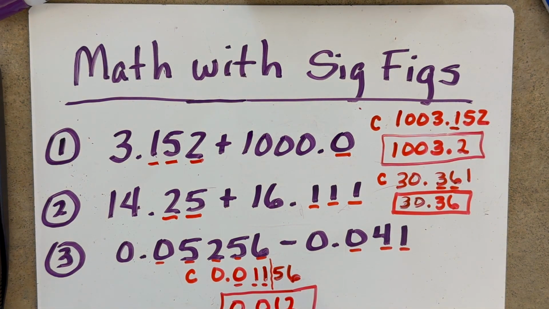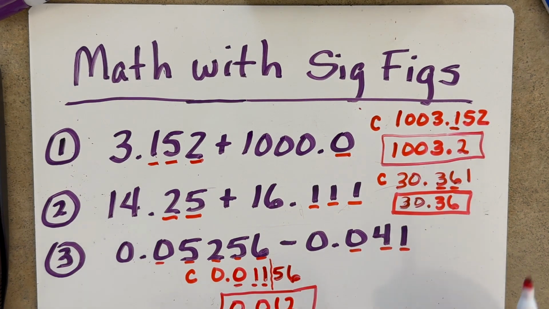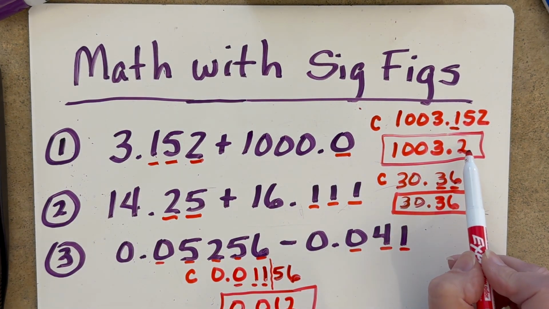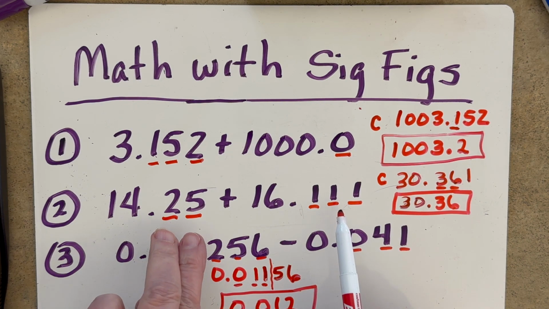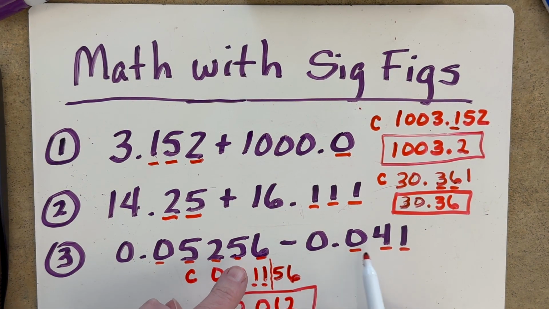So addition and subtraction, it's just the number of decimal places. Whichever number has the fewest determines how many you keep in your answer. So this one, the fewest was 1, we kept 1. This one, the fewest was 2, so we kept 2. This one, the fewest was 3, so we kept 3. So that's how you do addition and subtraction.